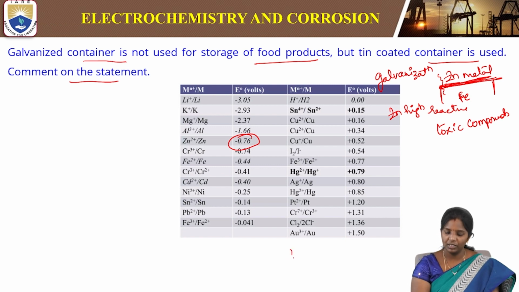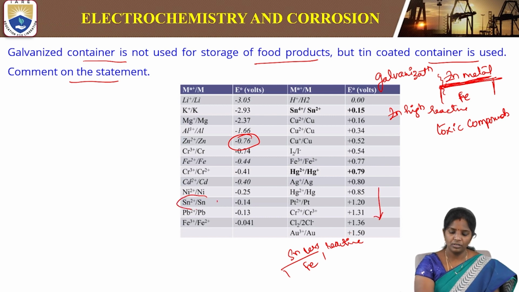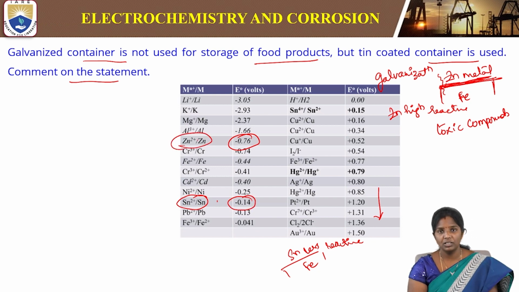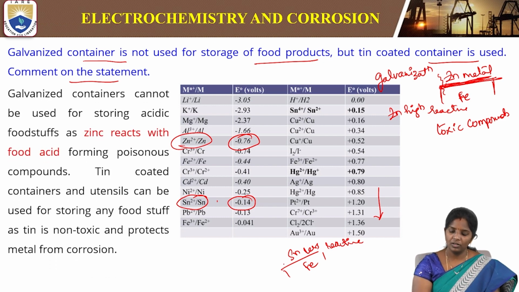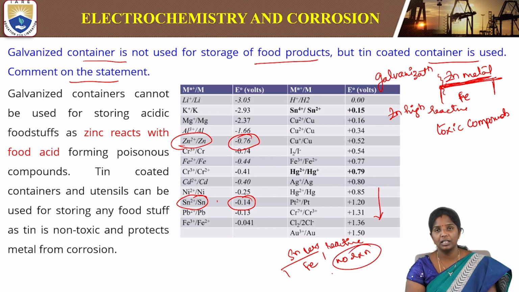For example, if it is tin on iron, what happens? Tin is less reactive. Why is it less reactive? Because it is present below zinc in the electrochemical series. It is less reactive compared to zinc. So whenever tin is used as a coating for these containers, there is no reaction, so no effect on the food products, and we can use it happily for our consumption.